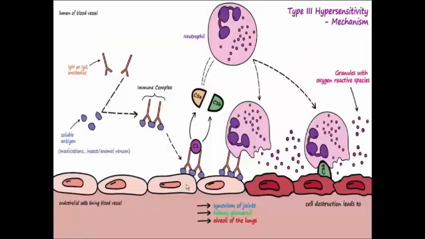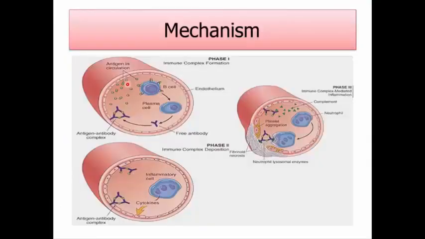What happens here? A soluble antigen will lead to activation of B cell, plasma cell, then antibody. Then we have a soluble antigen-antibody complex. The antigen-antibody complex will deposit in the basement membrane of the blood vessel. This will lead to activation of the complement. Then complement 5A is released. Complement 5A is a chemotactic factor. It will attract the neutrophils to the site of the inflammation. The neutrophils will release lysosomal enzymes, leading to the destruction of the basement membrane of the blood vessel.